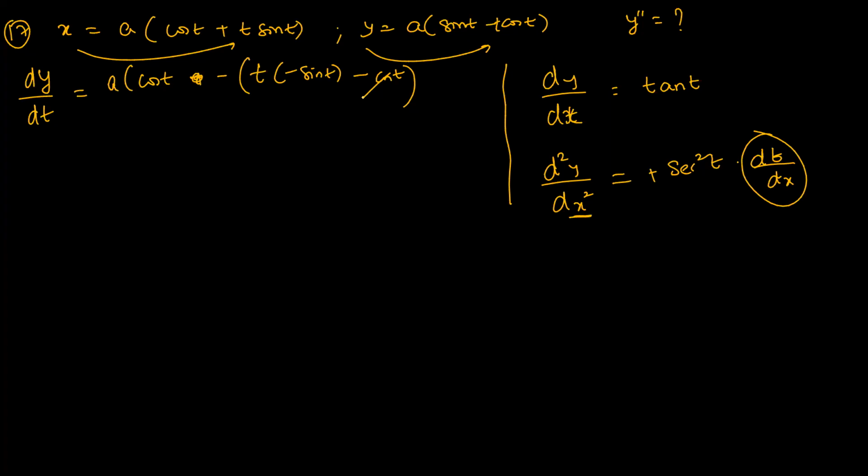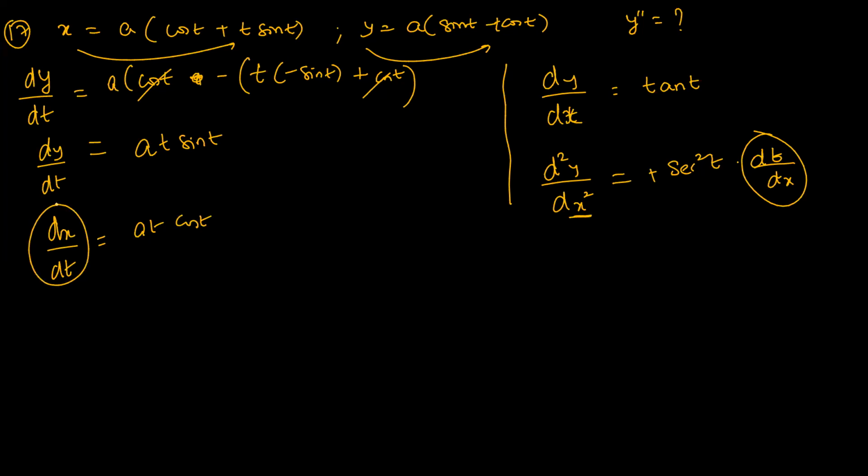dy by dt, sin t cancel out. Because here I am getting a different answer. Oh, sorry, I took the minus outside. This cos t and cos t will get cancelled. So you will have a t sin t. So this is dy by dt. What is dx by dt? Are you getting a t cos t? Yes, sir. So dx by dt is a t cos t, but d2y by dx2 will be secant square t over a t cos t. Actually, the answer will be secant cube t divided by a t. What is the answer given at the back? Secant cube t by a t. Yeah. Did you get it?